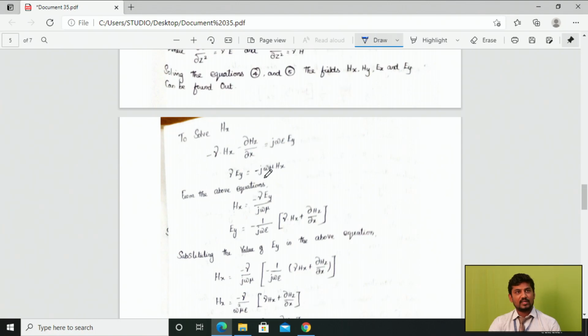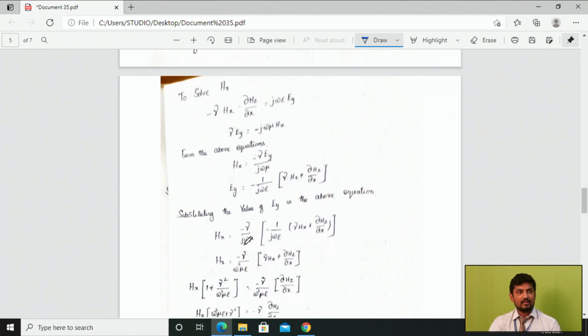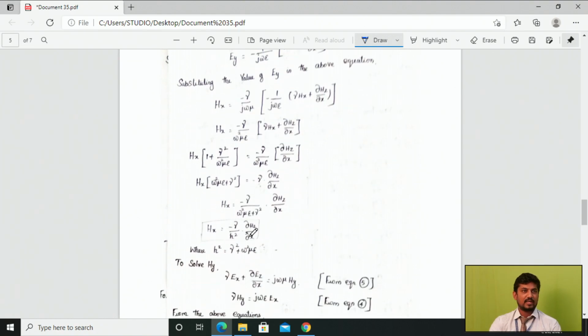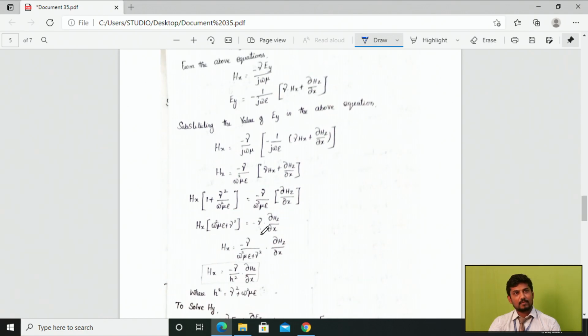With the help of the two equations we can substitute the Ey value in this equation for Hx. We will get the Hx value like minus gamma by h square into dou Hz by dou x. Similarly, we can derive Hy, Ex, Ey like this.